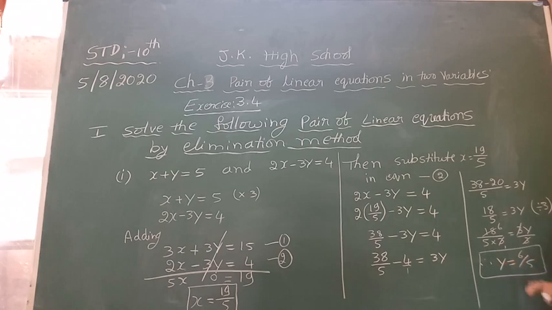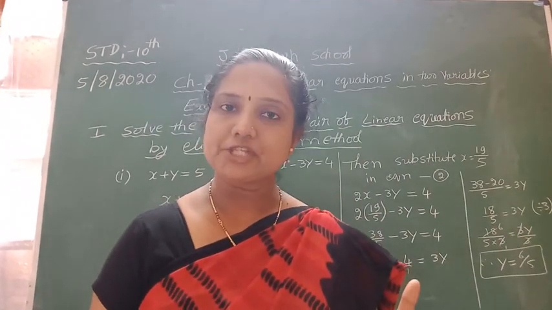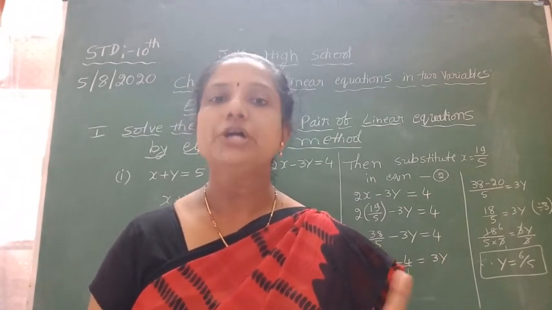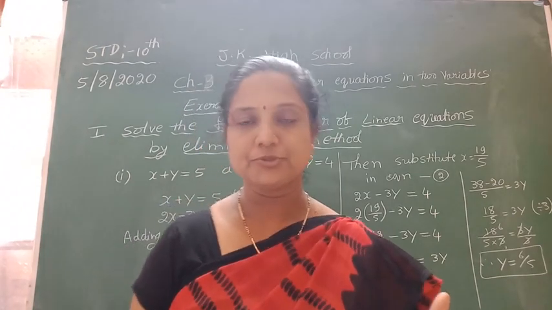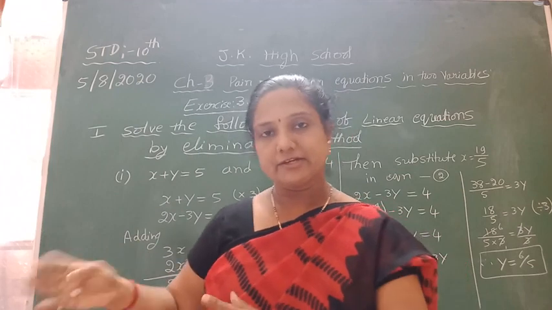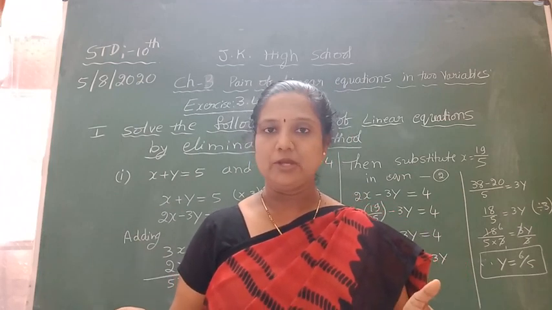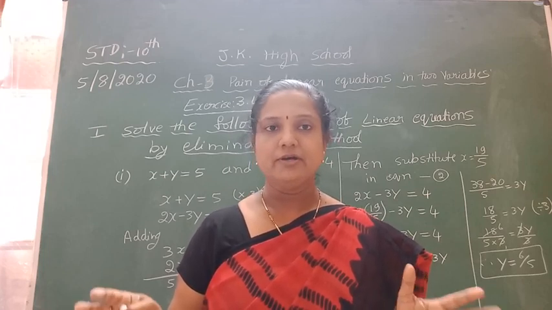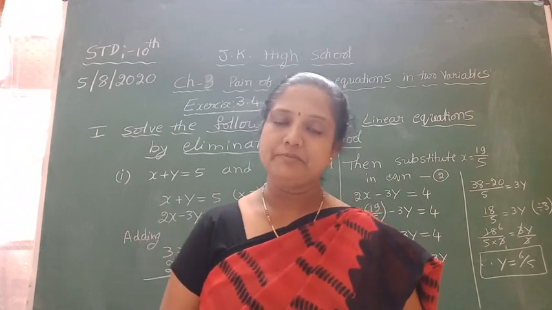So this is the way of finding the value of two variables by the elimination method. Elimination method means out of two variables, any one of the variables I have to eliminate to get the value of one of the variables. Then that variable value I have to substitute in any other equation. In any one of the equations you can substitute and you can find out the other variable's value. This method is called the elimination method. So this is the way of solving by the elimination method.